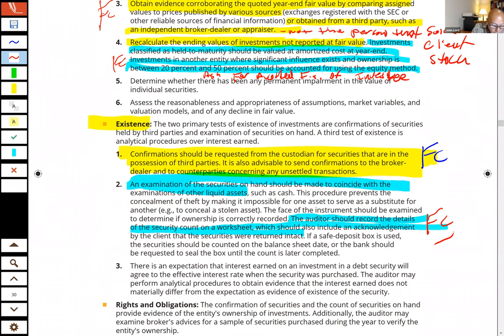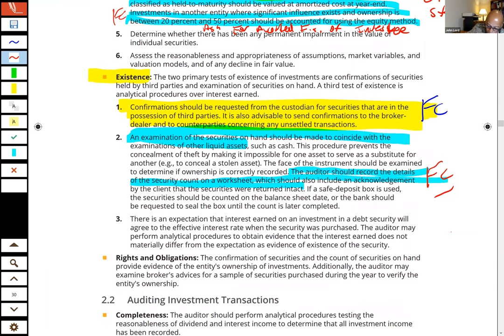And maybe they're thinking about the potential, well, if you have securities in a foreign company, that may actually be a physical security. Okay. Come over, and there is an expectation that interest earned on an investment in a debt security will agree to the effective interest rate at which the security was purchased. So perform analytical procedures to obtain evidence that the interest earned does not materially differ from that expectation.